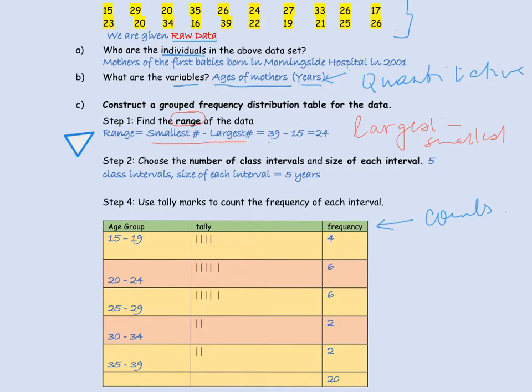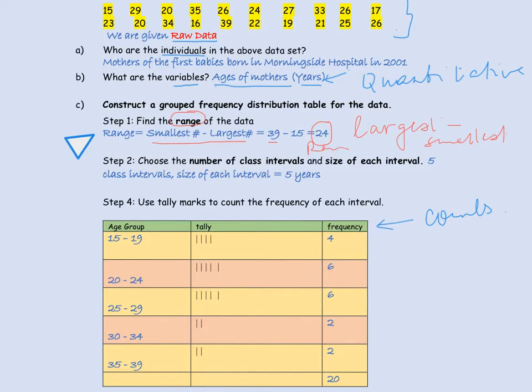So 39 is the largest number. That's the age of a mom, 39 years, minus 15 years, which is the age of the youngest mom in this group. So the difference is 24. 24 is called the range of this data set.